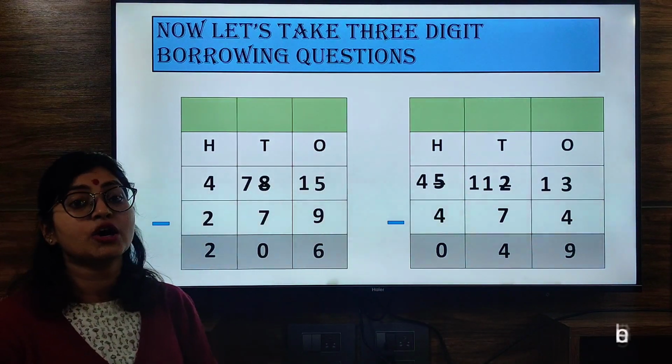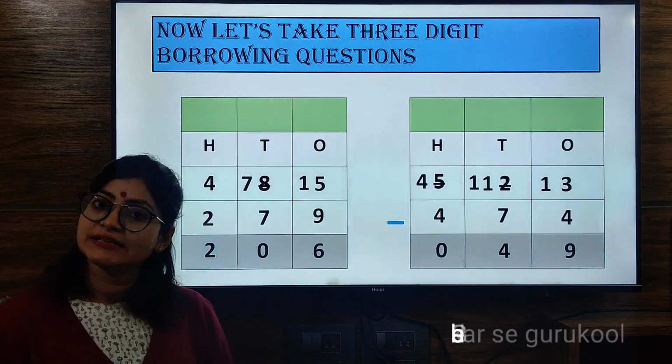I am sure with this the concept of borrowing in subtraction is clear to you.